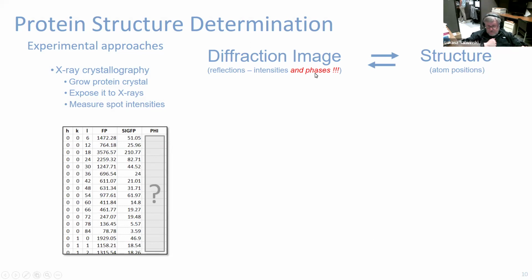So the simplest case is to use a structure of a similar protein and use it as an initial model, use the phases from this model and experimental intensities, and then we can calculate where our protein in a structure we're trying to solve actually is.